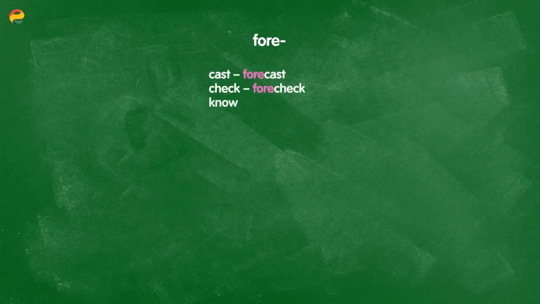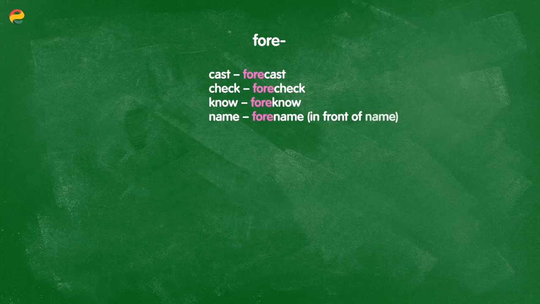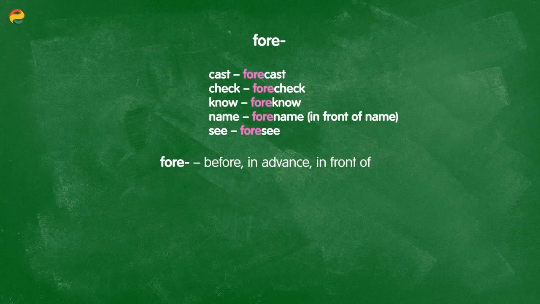We also have the prefix fore, like in the words cast and forecast, check, forecheck, know, foreknow, name, forename, see, and foresee. Here, the prefix fore means in front of or before. For example, in the word forecast, usually used in the phrase weather forecast. It tells you what the weather is going to be in the next week, 10 days, and it's usually wrong.